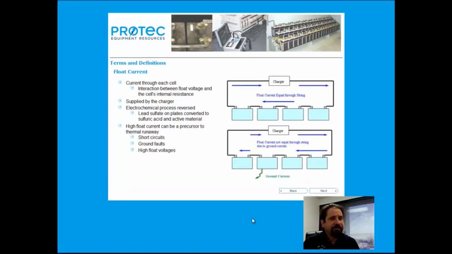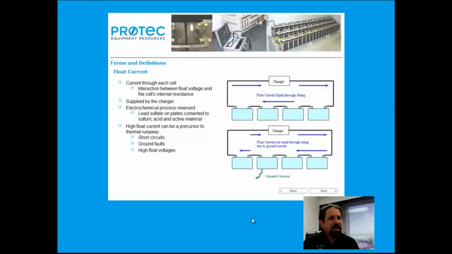Float current. Float current is a DC current that flows through each cell. It is the interaction between the float voltage and the cell's internal resistance. It is supplied by the charger.